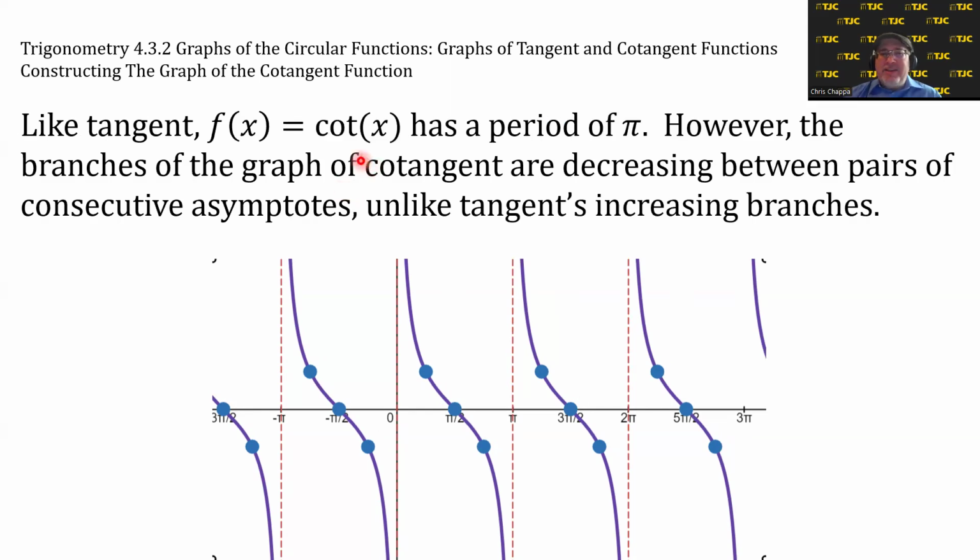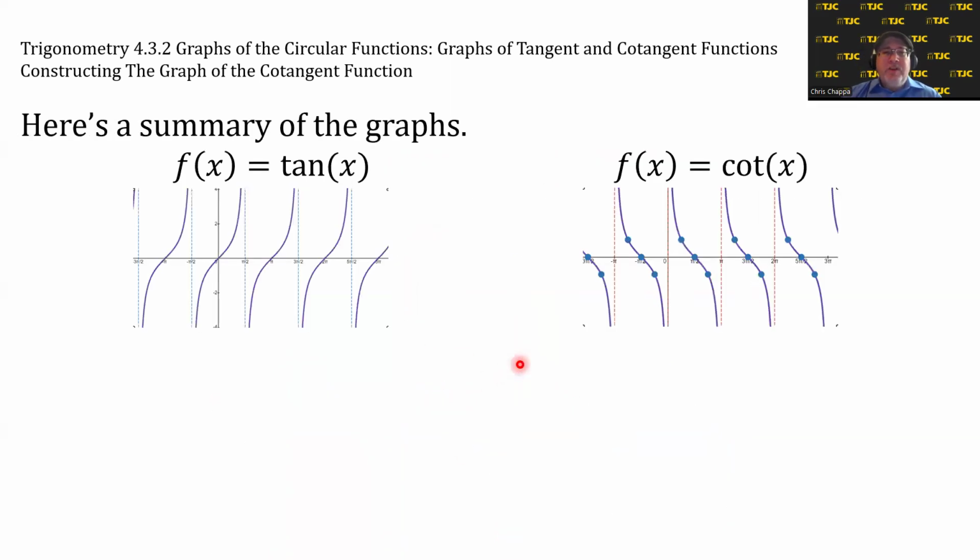Now, like tangent, cotangent has a period of pi. However, the branches of the graph of cotangent are decreasing between pairs of consecutive asymptotes, unlike tangent's increasing branches. This naturally follows from the nature of the quarter periods. So here's a summary of the graphs. We see both of them here, smaller, but just for comparison purposes. They both have a period of pi.